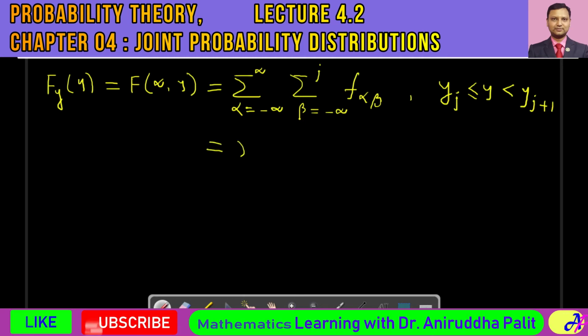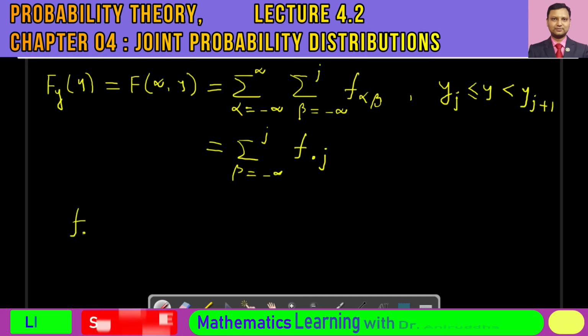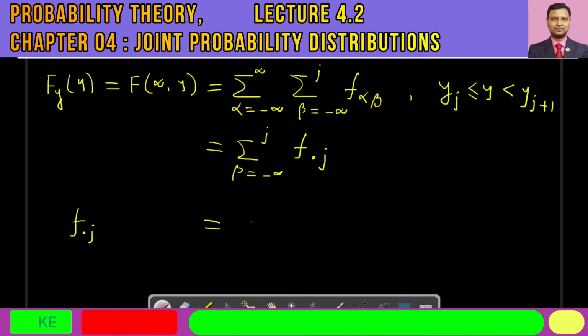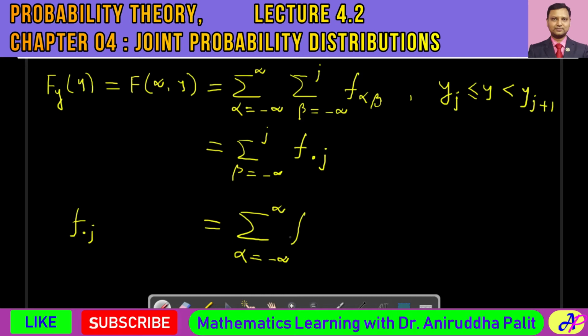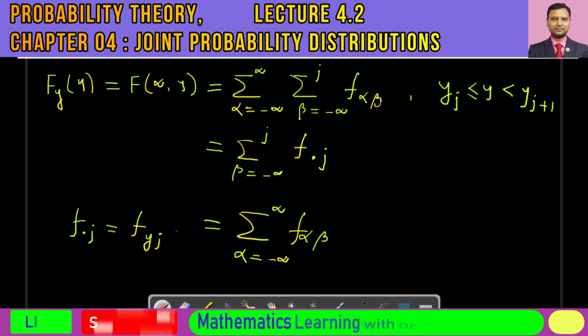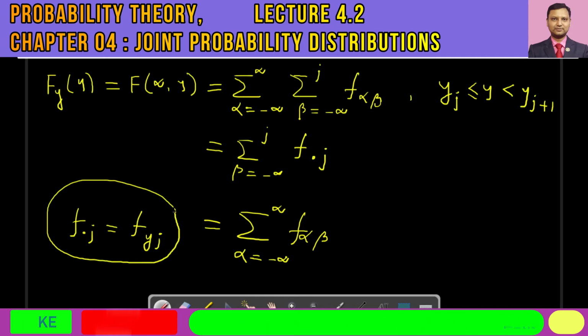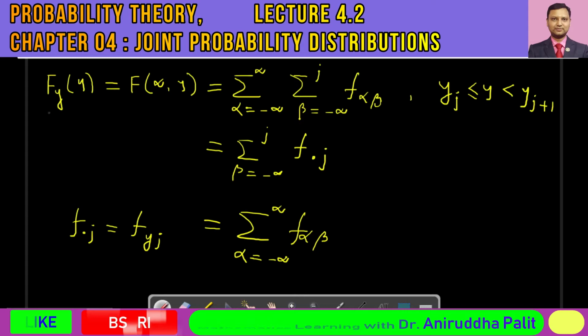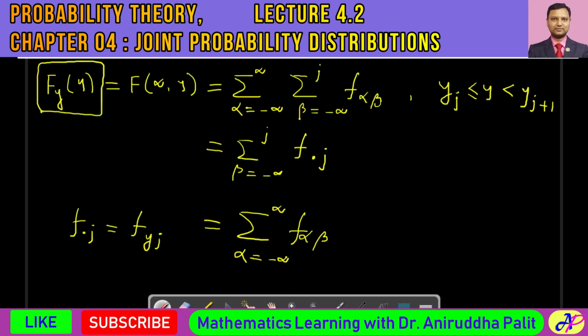In that case the corresponding expression can also be written in this way: beta is equal to minus infinity to j of f dot j. And what is this f dot j? This f dot j will have this kind of summation. It would be equal to the summation over alpha from minus infinity to infinity of f alpha beta, and this has a different second representation, that would be f y_j. So these two expressions are actually the probability mass function of the marginal distribution of y, and the distribution function of the marginal distribution of y.